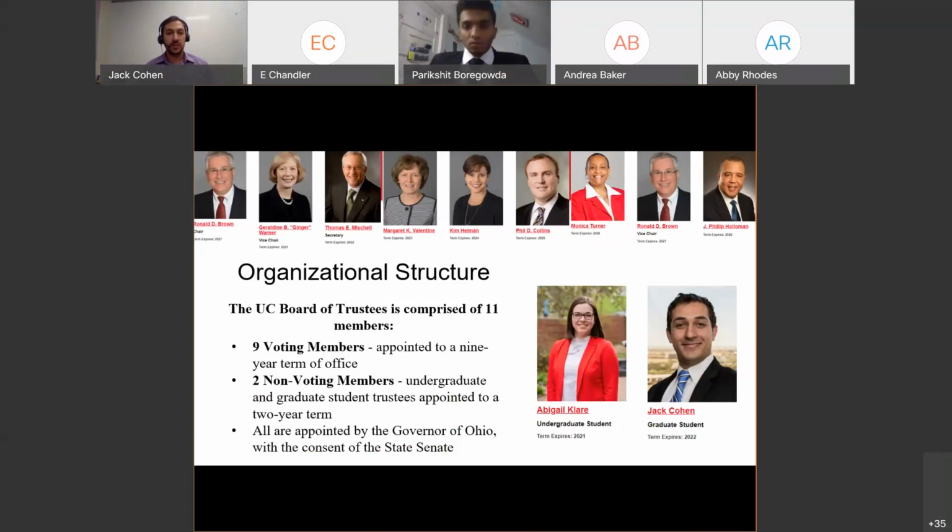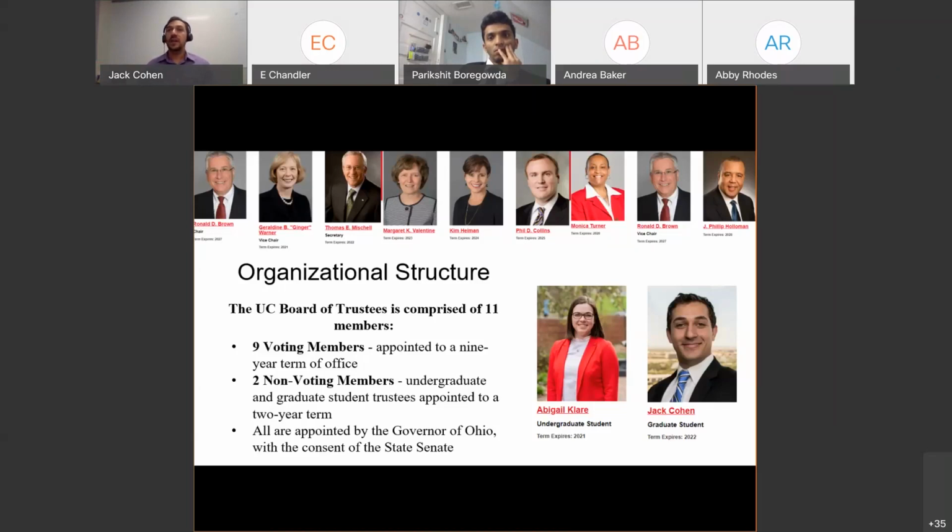These guys and girls and gals are supposed to be setting up the university for the next 100 years, for the next 50 years. It's a generational commitment that these people make. So a little bit unique in that sense. As far as how we fit together, Abigail is the undergraduate student representative. I am the graduate student representative.